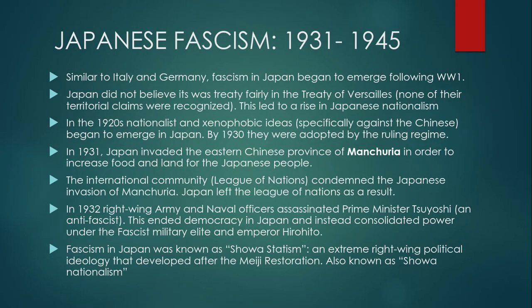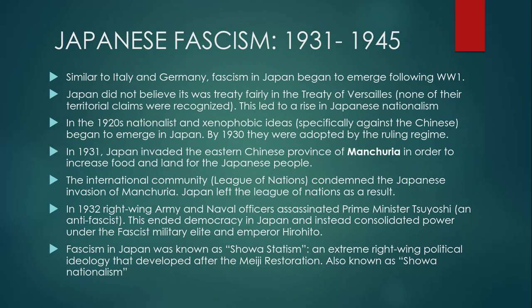Japanese fascism. Similar to Italy and Germany, fascism in Japan began to emerge following World War I. Japan didn't believe it was treated fairly in the Treaty of Versailles. None of their territorial claims were recognized. So you see a rise in Japanese nationalism. In the 1920s, nationalist and xenophobic ideas, so specifically against the Chinese, begin to emerge in Japan. By 1930, they were adopted by the ruling regime.